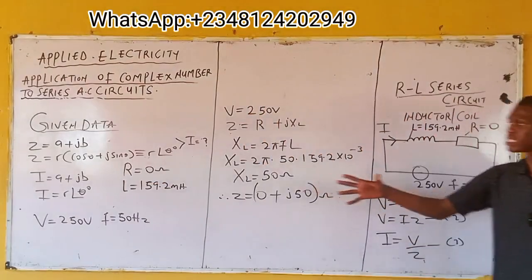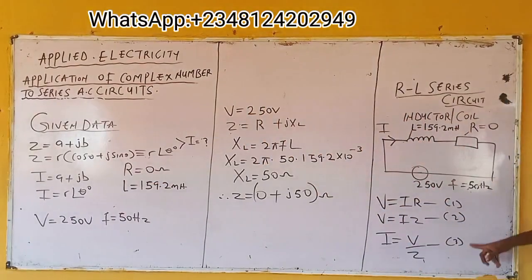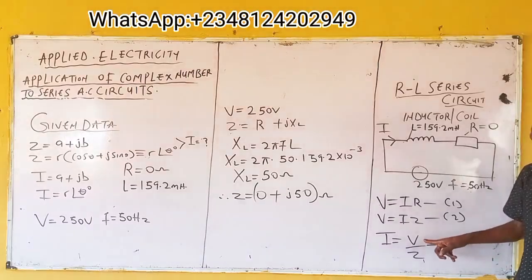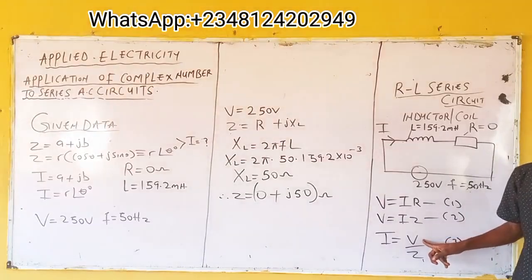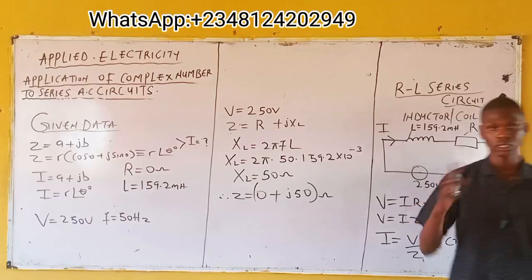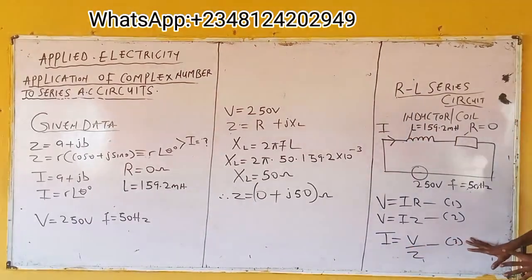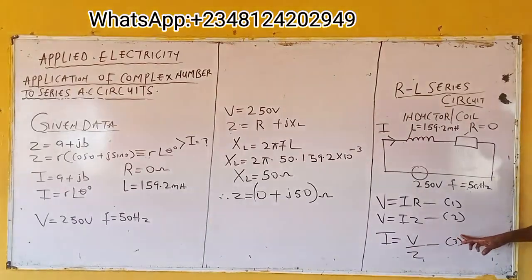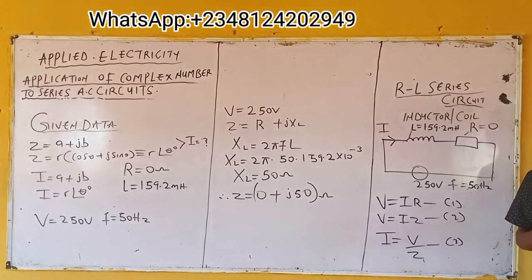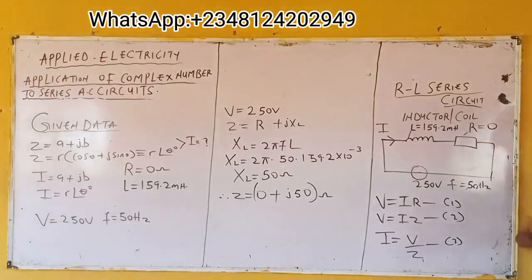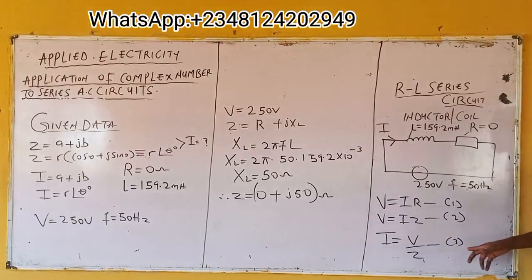Now, you already know that to get this current, you are using equation 3. Now, it's your choice whether the voltage in equation 3 is in rectangular form or polar form. But up to this level, it's always easier if your equation 3 is in polar form.